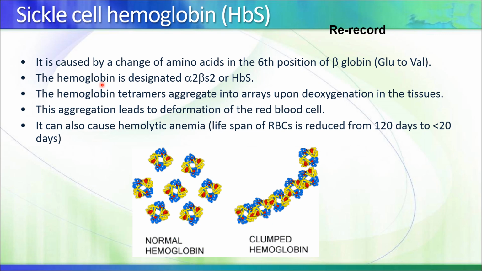Now, what happens with this hemoglobin molecule is that instead of having hemoglobin proteins as individual molecules, you have the hemoglobin proteins as aggregates, forming a chain of proteins. This aggregation leads to the sickling of red blood cells because you have millions of these hemoglobin molecules and they all clump together as chains. That results in reduction of the lifespan of red blood cells from 120 days to less than 20 days, and that results in hemolytic anemia.